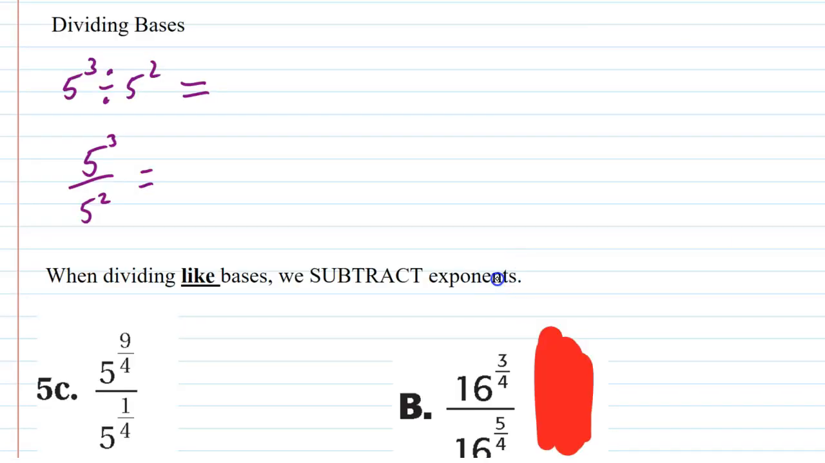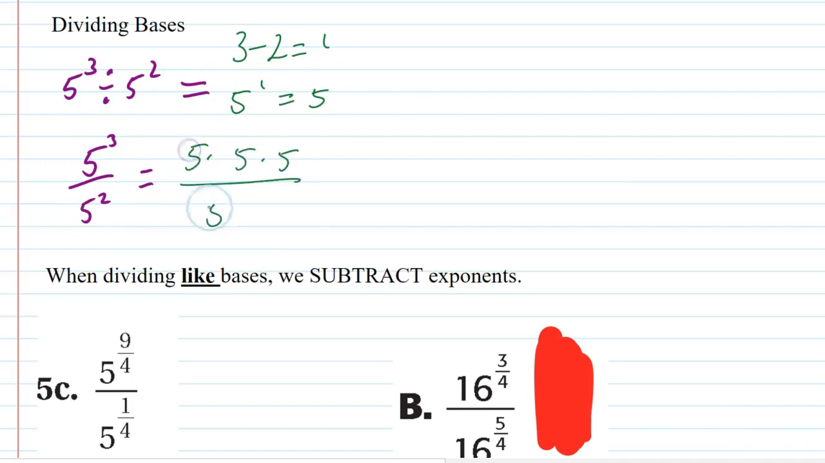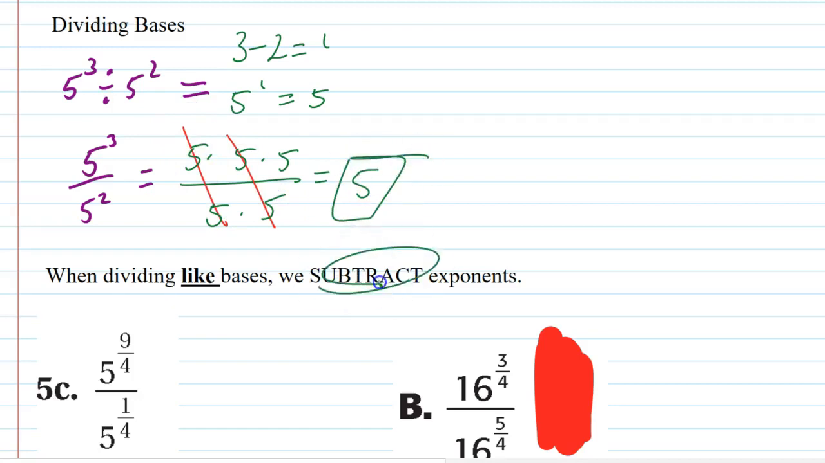Dividing bases. Whenever I divide like bases, we simply subtract the exponents. So the quick simple way is saying 5 cubed divided by 5 squared would be 3 minus 2 is equal to 1. So that gives me 5 to the power of 1, or simply 5. Now, why does this work? We know that 5 cubed over 5 squared looks like this. Then I can cancel out like terms, leaving me with the final answer of 5. This is why subtraction works. I expect you to be able to subtract these.